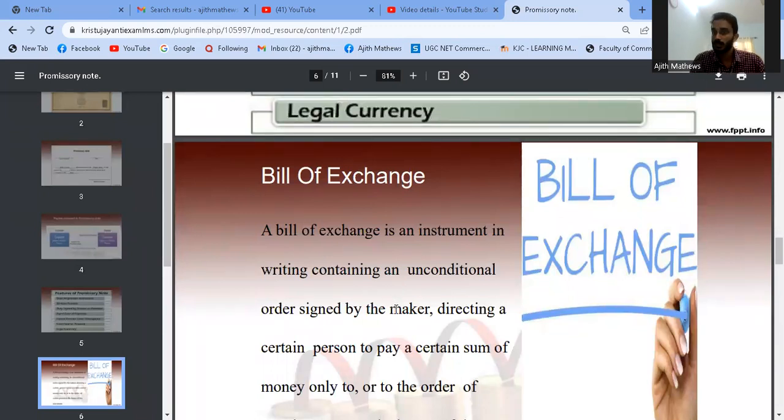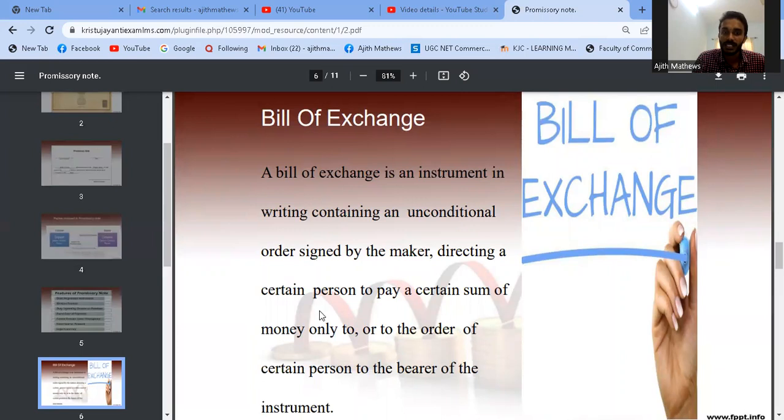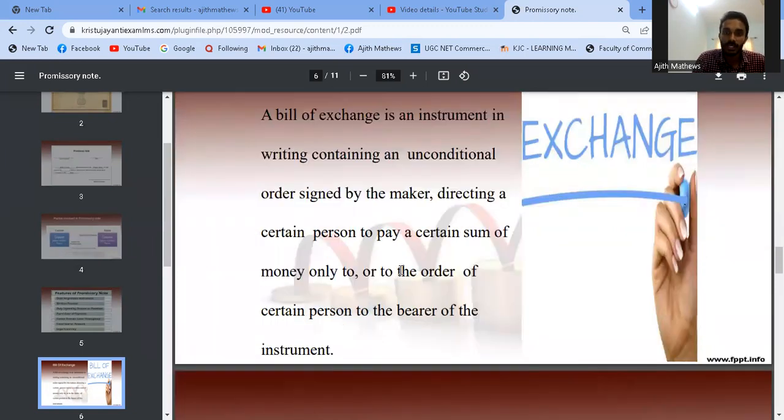So both promissory note as well as bill of exchange are instruments in writing. In the case of bill of exchange, it is drawn by the creditor, but in the case of promissory note, it is drawn by the debtor. So that is the main difference. And directing a certain person to pay a certain sum of money. So here the creditor directs the debtor to pay a certain sum of money, right? Either to him or to a third party.